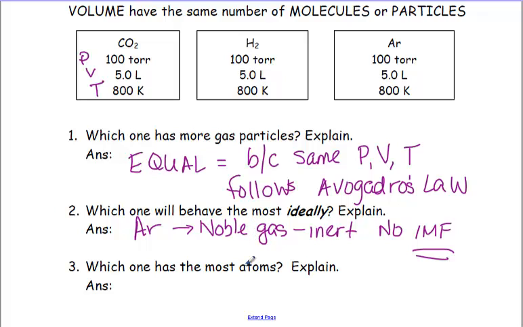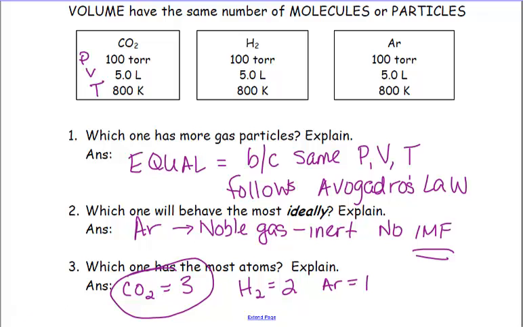And which one has the most atoms? Well, let's explain this, and this is easy. We're just going to look at the subscripts, CO2, and how many elements are in each. So CO2 has 2 oxygens and 1 carbon, so this has 3 atoms. Hydrogen has 2 atoms of hydrogen, and then argon is by itself and only has 1. So the answer is carbon dioxide for that reason.